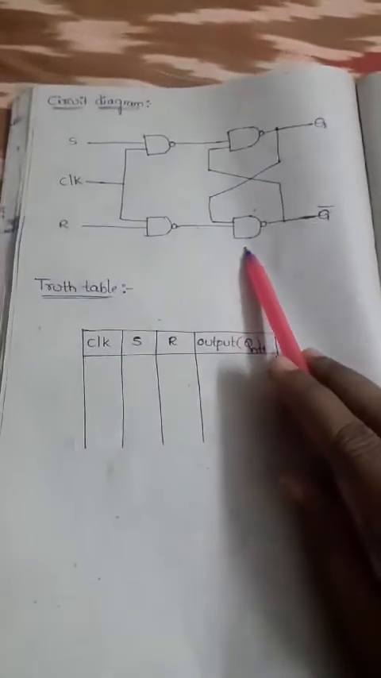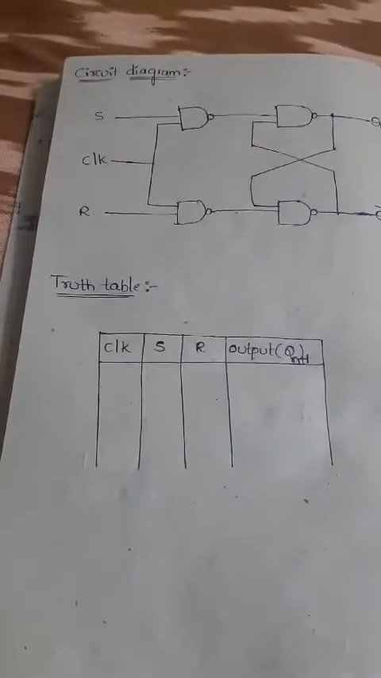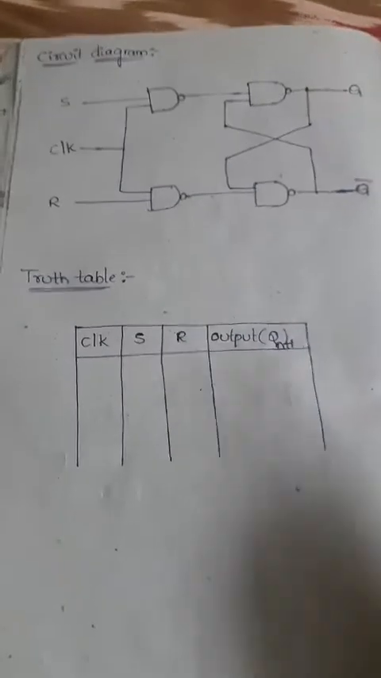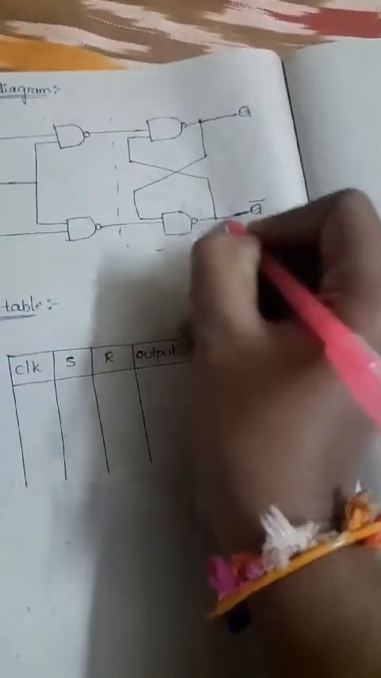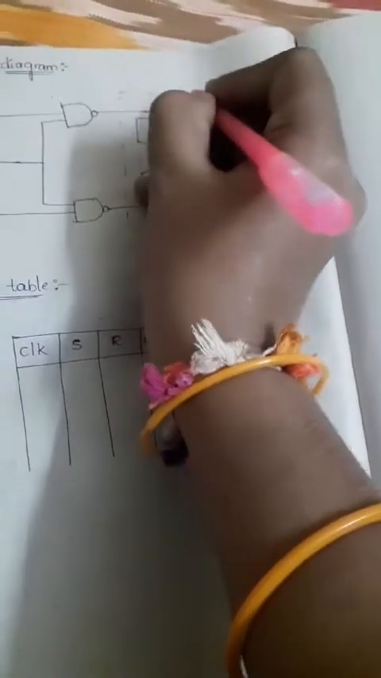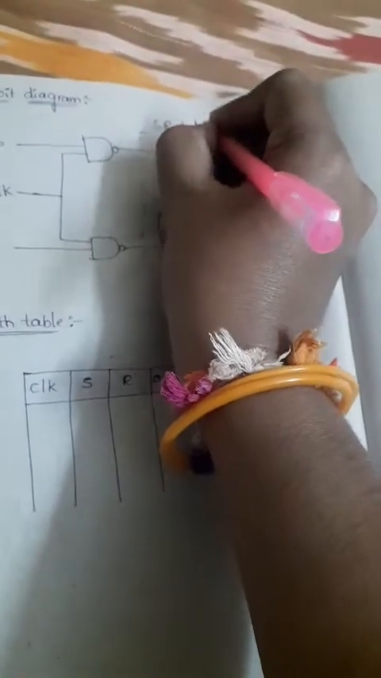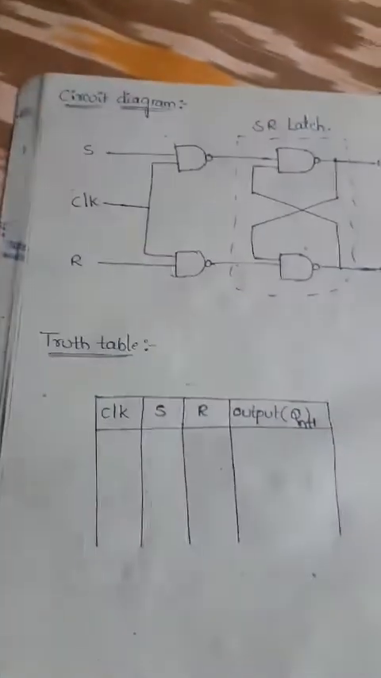So this is the circuit diagram for the SR flip-flop. Just now I explained that this SR flip-flop consists of the SR latch using NAND gates. So what does the SR latch mean? This is the SR latch we are having. This is called the SR latch.